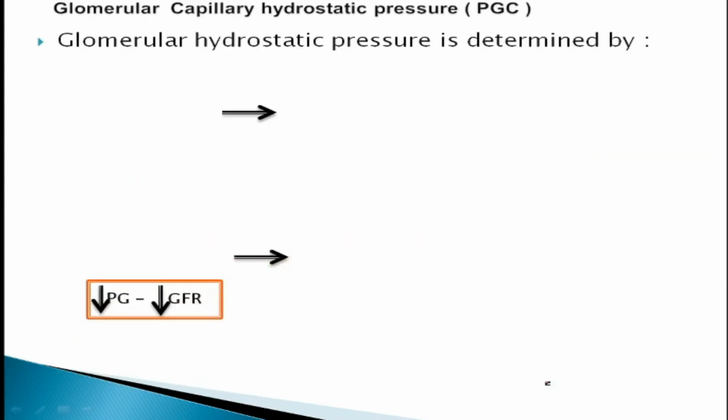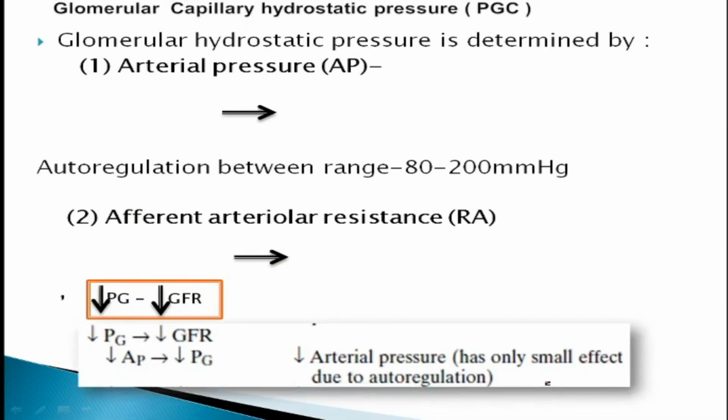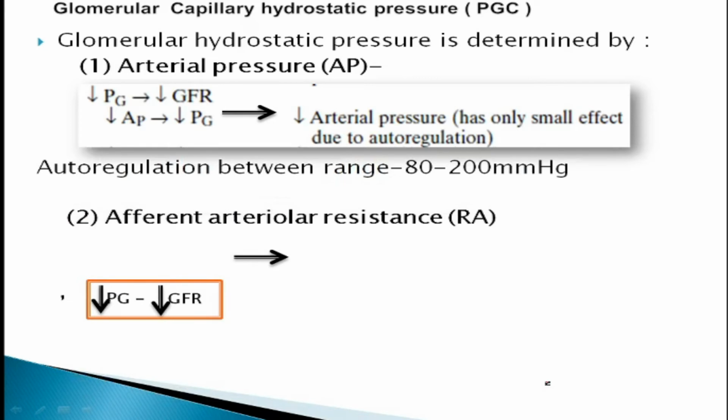Now, how is the arterial pressure affecting glomerular capillary hydrostatic pressure? You can see that whenever there is an increase in the arterial pressure, it will be reflected directly in an increase in the renal arterial pressure, and whenever the renal arterial pressure increases, it will lead to an increase in the glomerular capillary hydrostatic pressure.